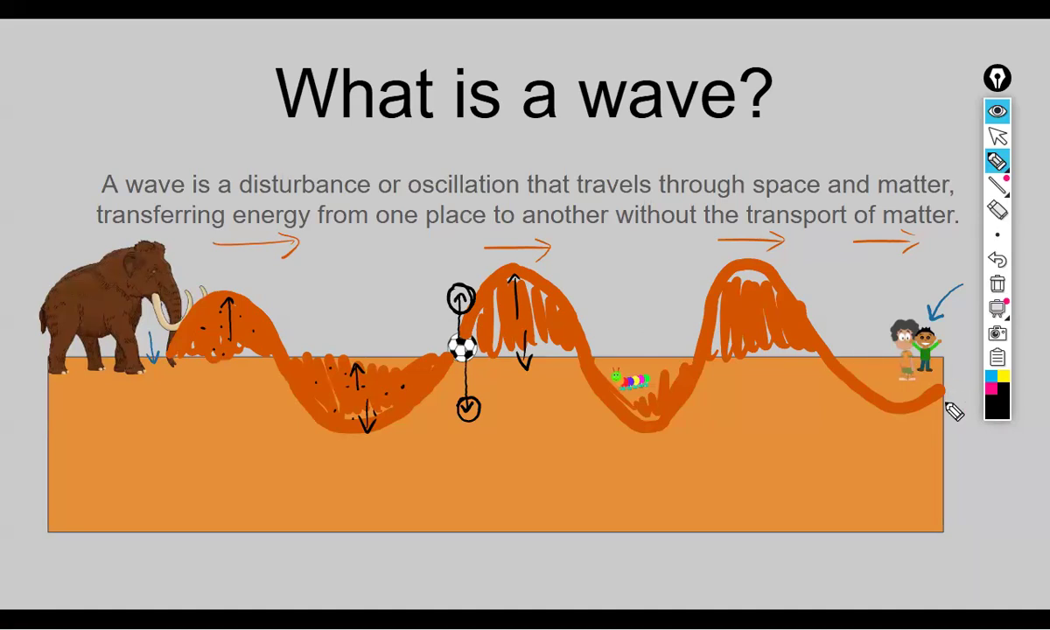Not the actual particles. So that means the ball doesn't reach the boys, and the caterpillar who's mixed up in the soil doesn't go by the boys. He only moves what? Up and down. Only the energy actually moves from one point to the next point. In other words, the energy is the one that moves. The particles don't actually move back or forth. The particles are not actually transported anywhere. And that is what this definition is actually saying.